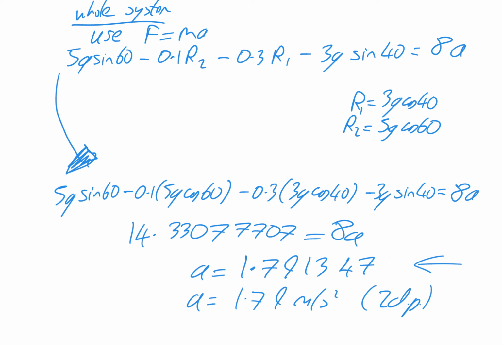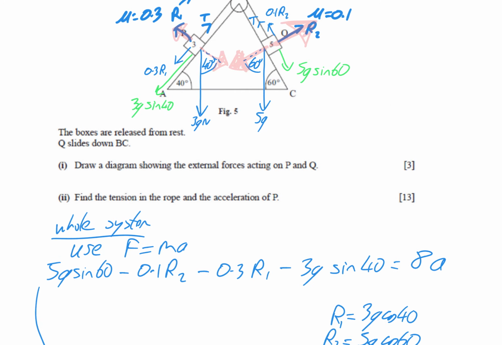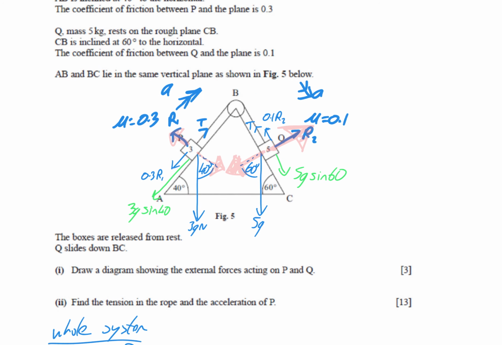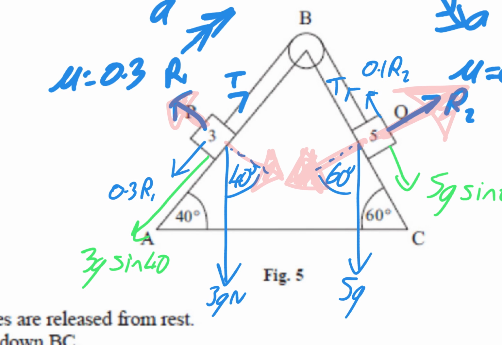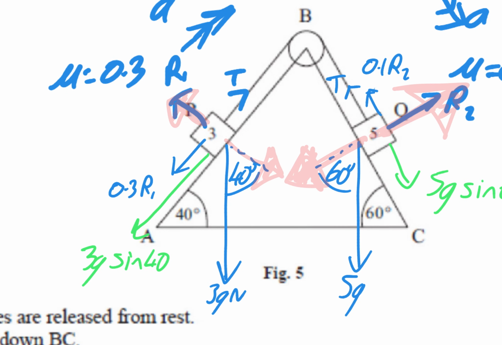Okay, the last part of the question says, find the tension in the rope. So I'm going to use the 3 kilograms. If you look at the 3 kilograms, the only force really acting directly on the 3 kilograms going up is this T. Going down, you've got the 0.1 R1, and you've got the 3g sine 40. And that equals my mass, which is 3 times my acceleration, which we've now just worked out.